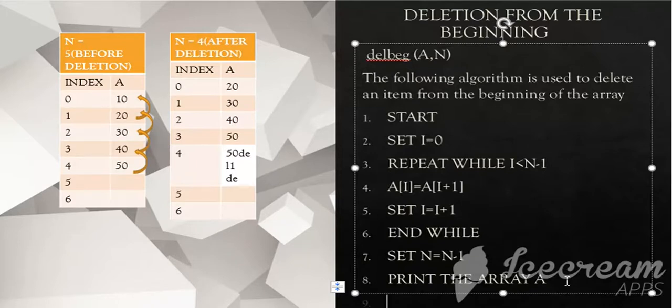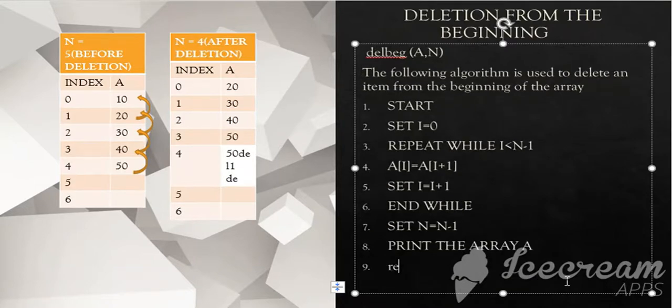N gets decremented. The number of elements was 5. After shifting, we are decrementing the number to 4, so that the number of elements will be considered as 4. And after decrementing the number of elements, we have to print the array. So we will see only 20, 30, 40 and 50.